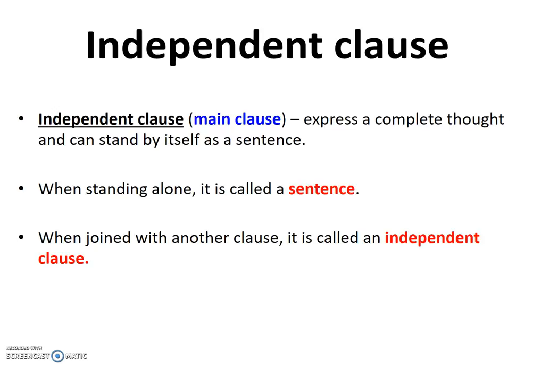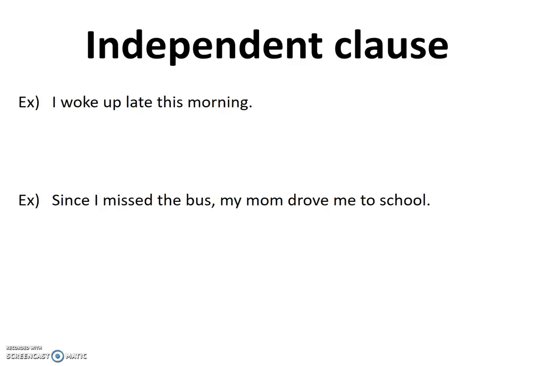First, we have the independent clause. It is also known as the main clause. It will express a complete thought and can stand by itself as a sentence. When standing alone, it is called a sentence. When it is joined with another clause, it is called an independent clause. Let's take a look at two examples.